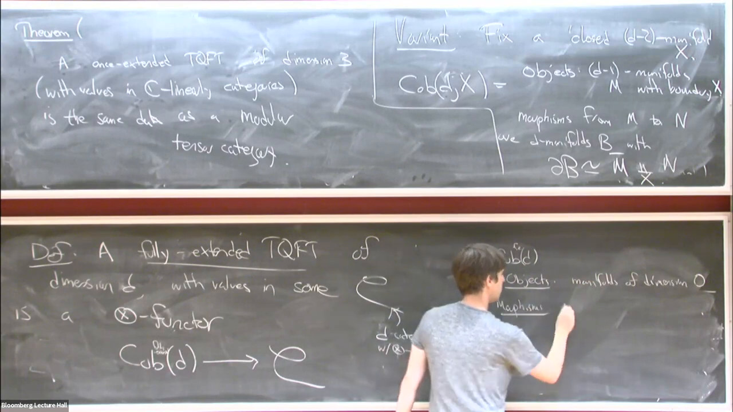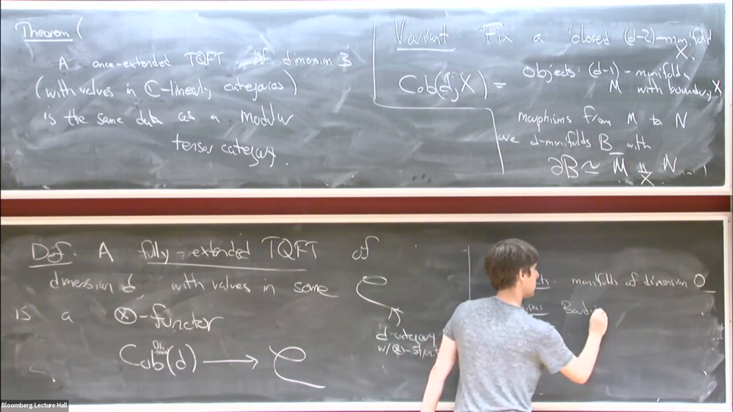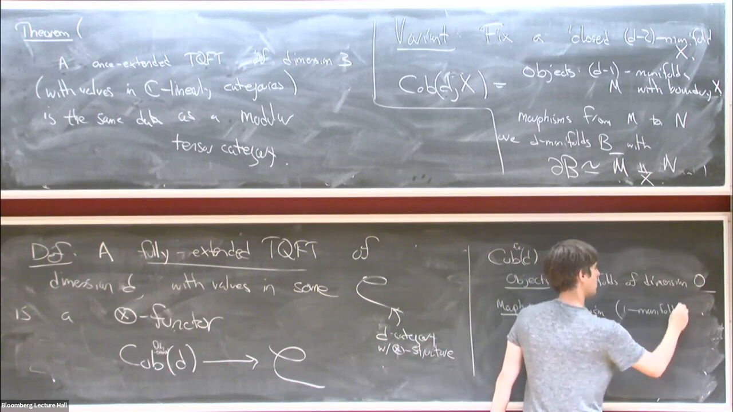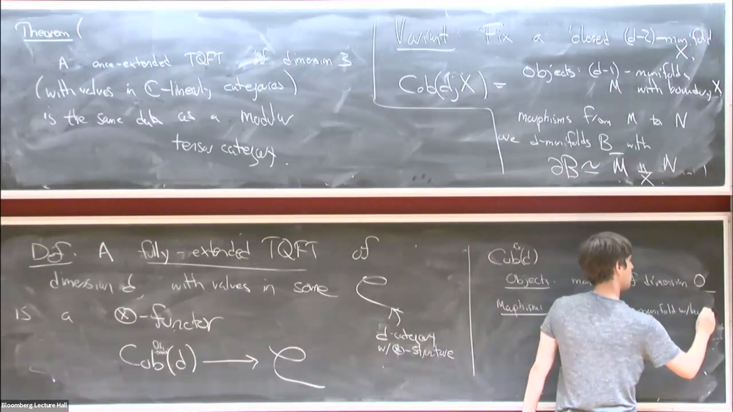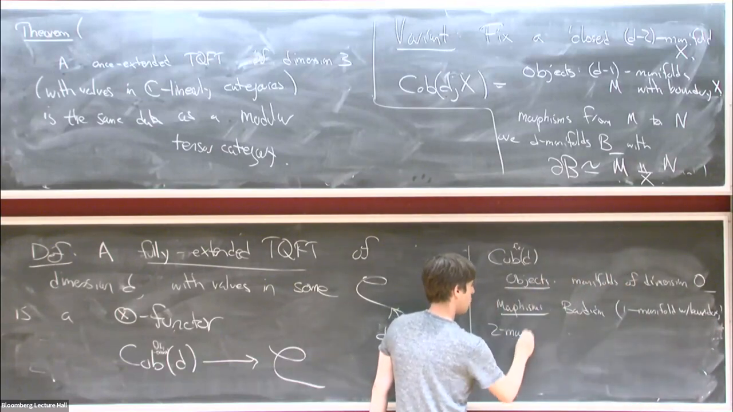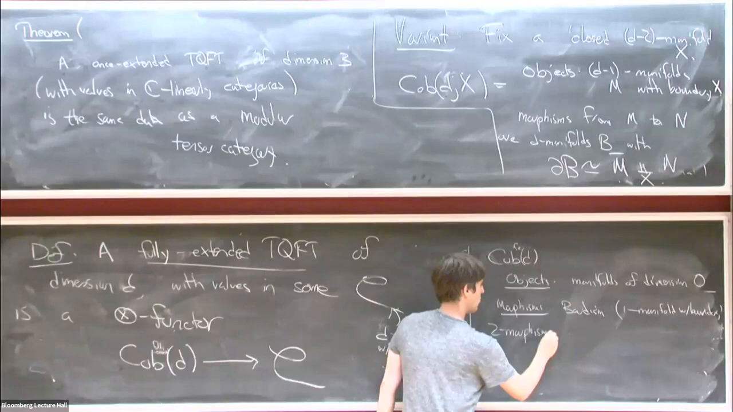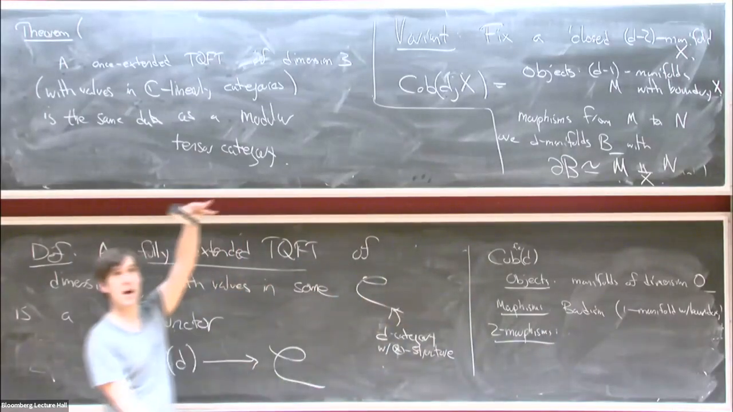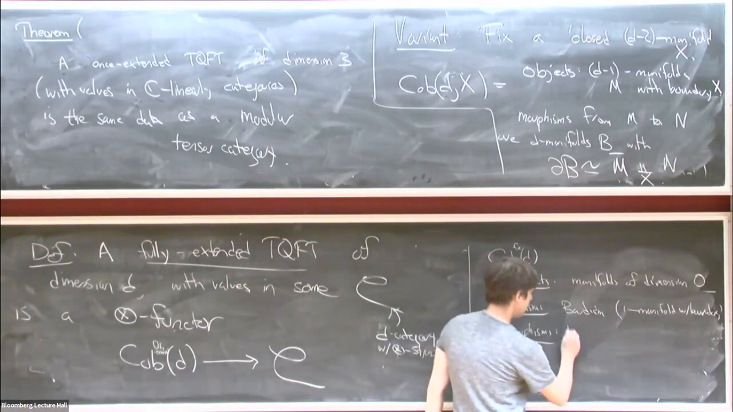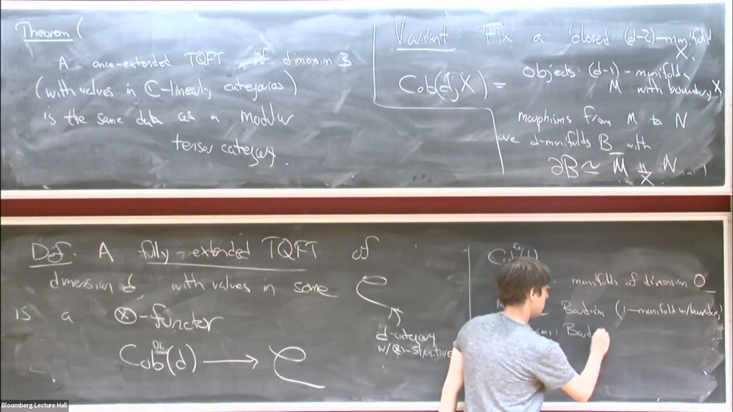A morphism between two objects is a bordism. So in particular, it's a one-manifold with boundary. And there's some notion of morphism between these things, which is: if you have two one-manifolds with a common boundary, you can glue them together and then try to write that as the boundary of something two-dimensional. So let me informally summarize that by saying these are bordisms between bordisms.